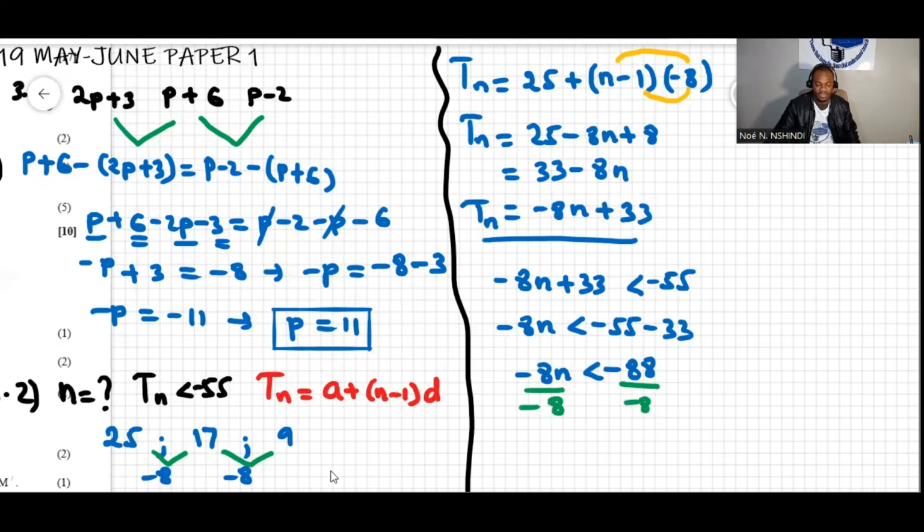And then this will make n lesser than 11. Actually, careful. When we divide by negative 8, the inequality symbol must change, okay? It must reverse because we divide by a negative number. So it's going to be greater than 11. So n must be greater than 11. Therefore, n must be like term 12, for instance, okay? n must be greater than 11. So, okay, maybe just do this.